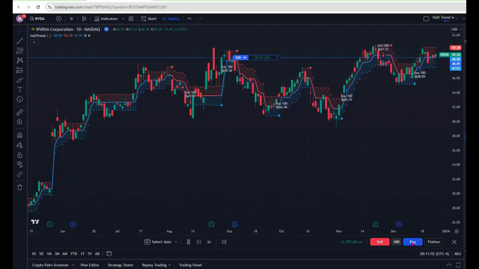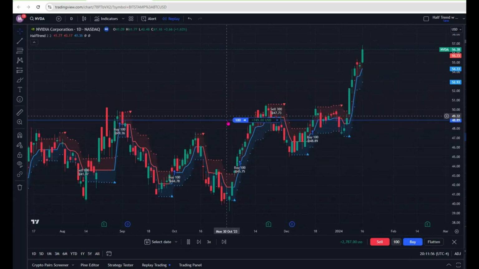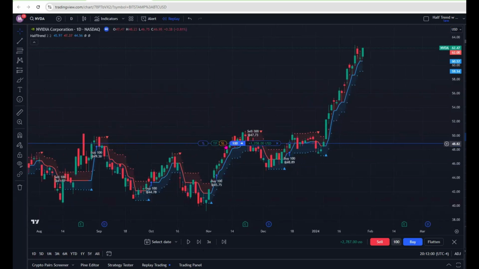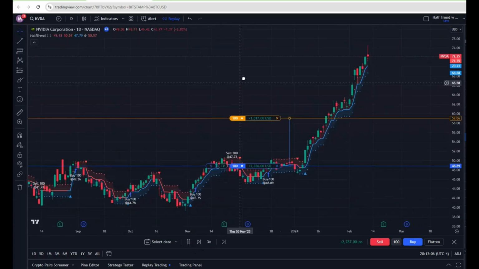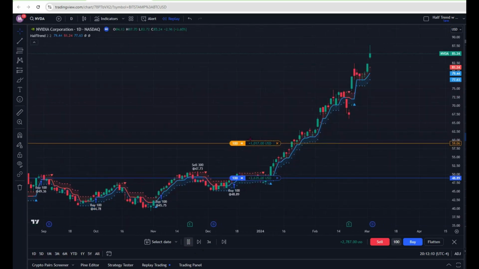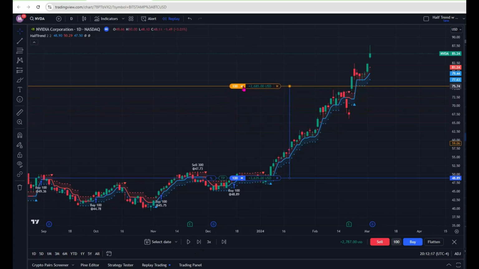Moving too fast for me. Okay. Still moving too fast for me. I probably would have gotten stopped out here because I think I was trying to come up to this, but I was slow. So it's a win for being slow.